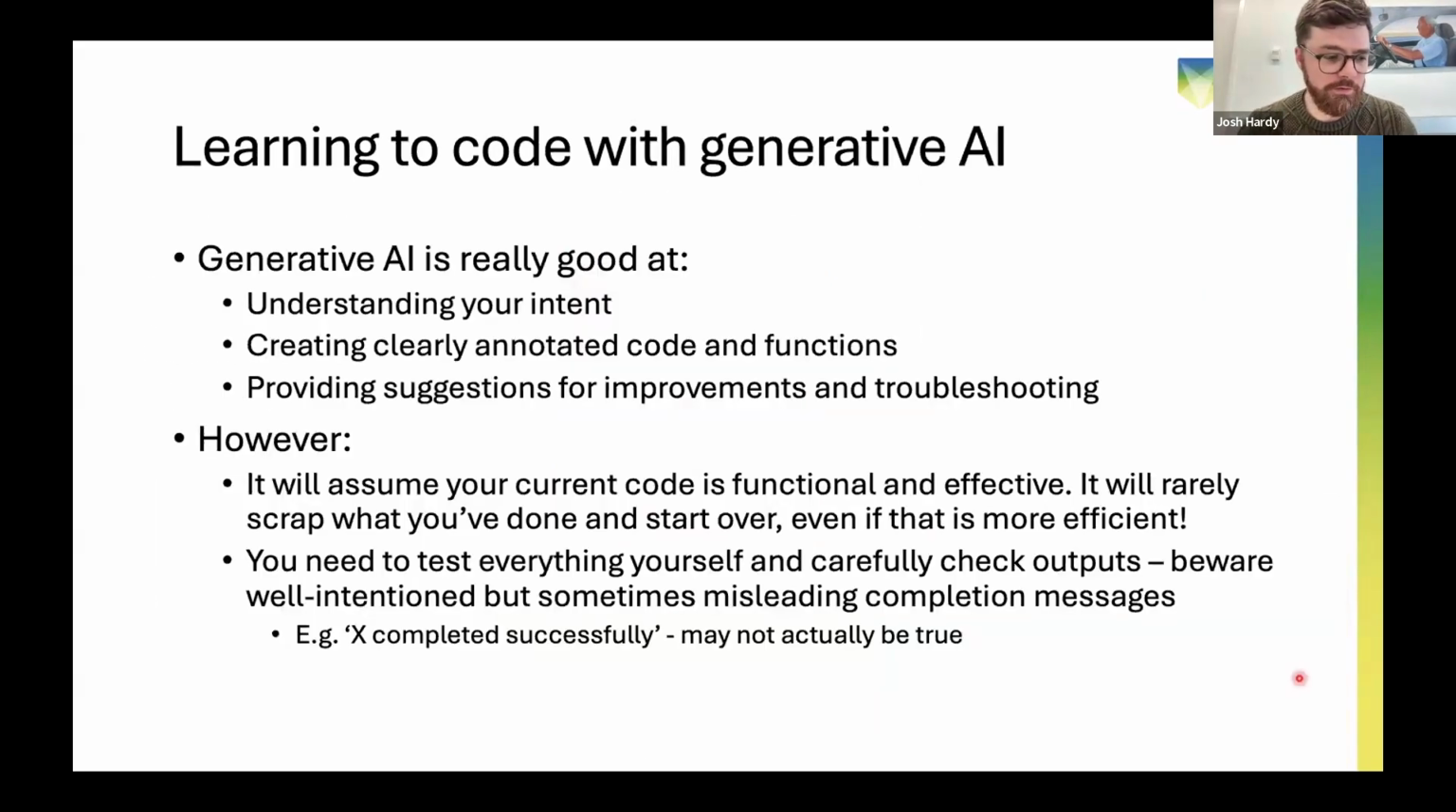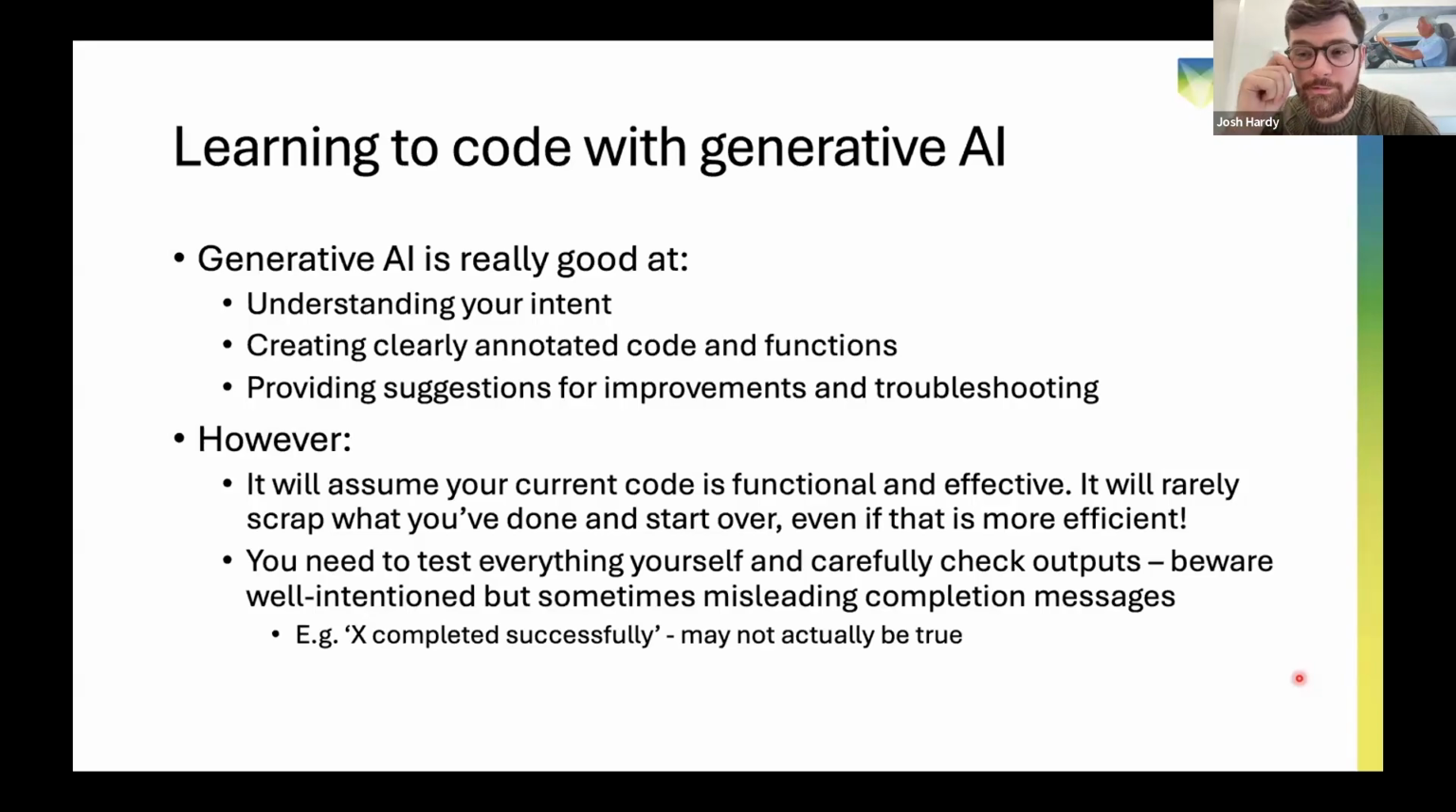I wanted to briefly touch on coding with generative AI because this is actually how I learned to do this coding, and I think this is kind of how most people are learning now, using AI as part of the coding process. It's really good at understanding your intent and what you want. It usually picks up on that straight away. It will give you clearly annotated code and functions, often better than a human will. And I like that it gives suggestions for improvements and troubleshooting. I think those things are really helpful.